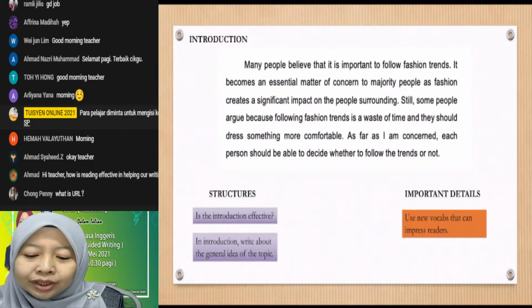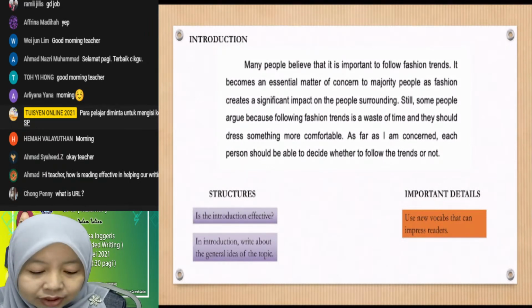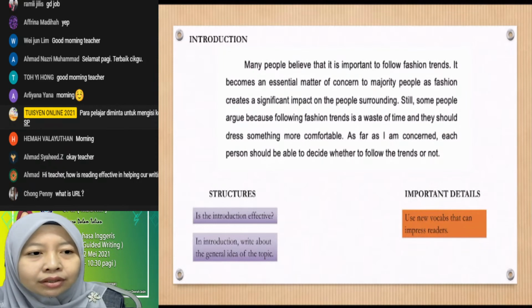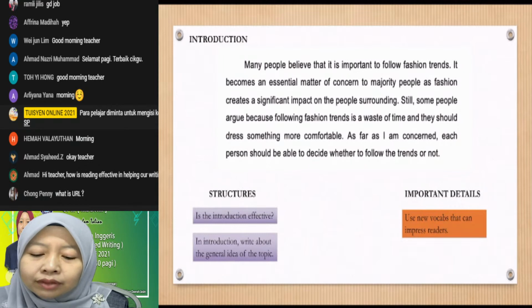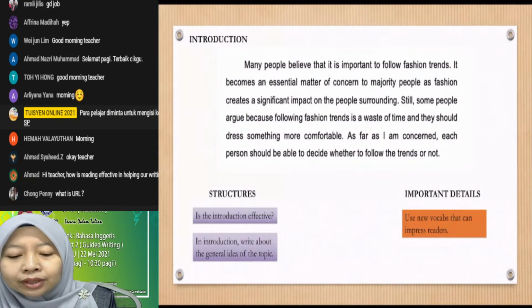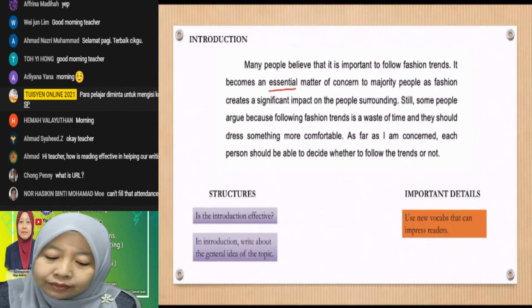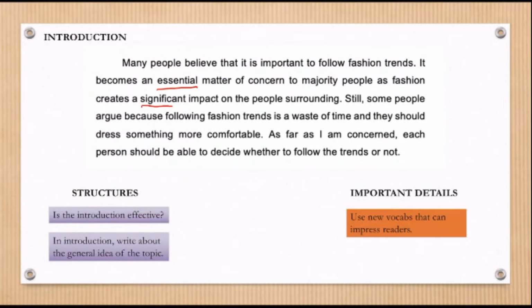Okay, looking at the first paragraph, ask yourself: is the introduction effective? Did you present a general idea of the topic? Yes, I am presenting a general idea of the topic. In my first paragraph, I did talk about fashion trends. Did I use new vocab that can impress readers? Yes, you may find new vocabs in the text, for example, essential, significant. Commonly we use important. So I have placed two new vocabs in my first paragraph. Did I use an expression when I want to give an opinion? Yes, as far as I am concerned means that you are starting to give your opinion.